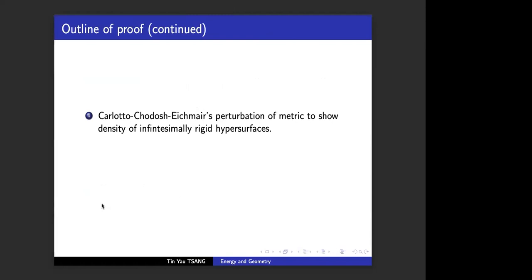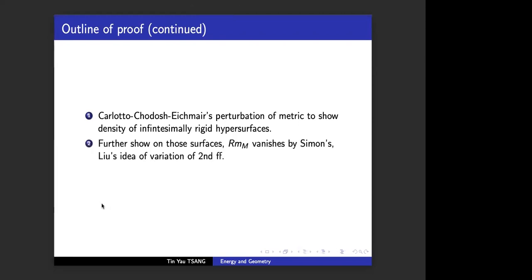By perturbation results by Carlotto, Chodosh, and Li, they would do a perturbation on the annulus like this. So they can then generate another minimizer. Say, let me use another color here. On the annulus, when you adjust the size of the annulus, you can tell this yellow surface will be closer and closer to the orange surface. So what does it mean? It means that we have a dense foliation of flat surfaces.